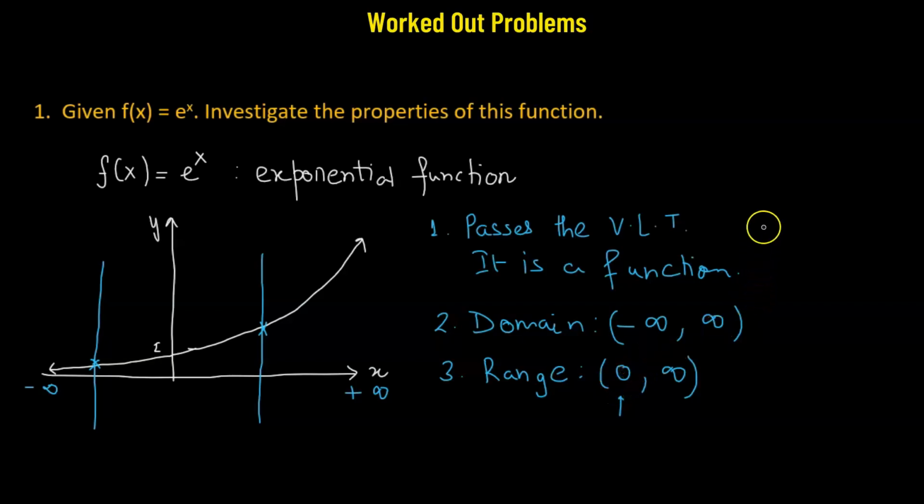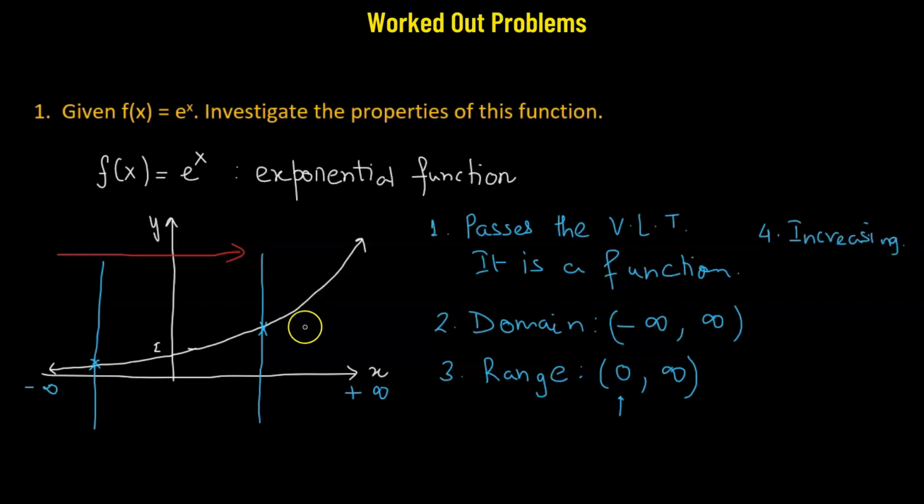Then next comes the question of whether it is an increasing or a decreasing function. For that, all we have to do is read the graph as we move from left to right direction. We see from the graph itself that this particular function is increasing. So we can say that this is an increasing function.